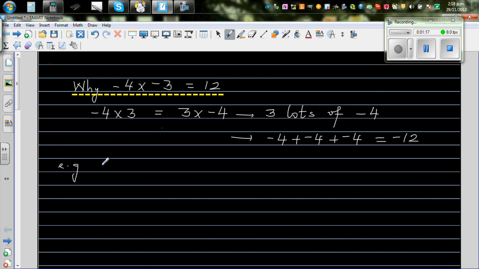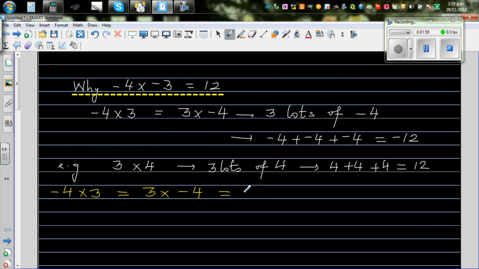I'll give you one more example. What does 3 times 4 mean? You can say this is 3 lots of 4 or 4 lots of 3. I would call this 3 lots of 4, which is 4 plus 4 plus 4, which is 12. So multiplication is repeated addition. Let us write that fact again: negative 4 times 3 is the same as 3 times negative 4, which is 3 lots of negative 4, giving you negative 12. This is a fact, so let us box it away, because we're going to use it later.